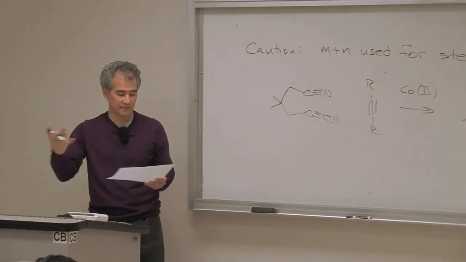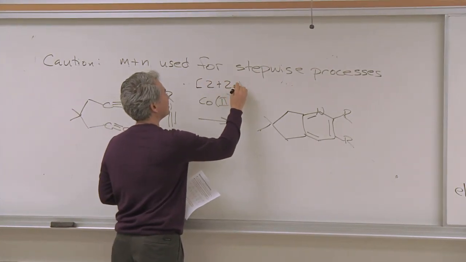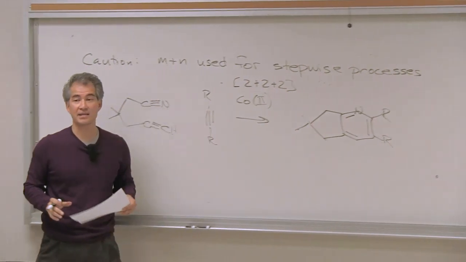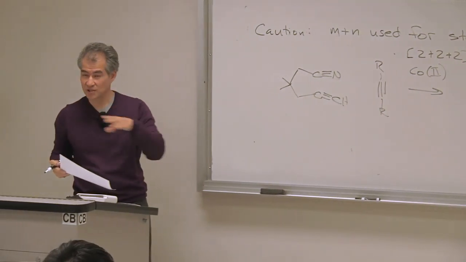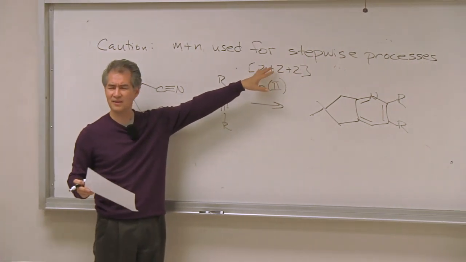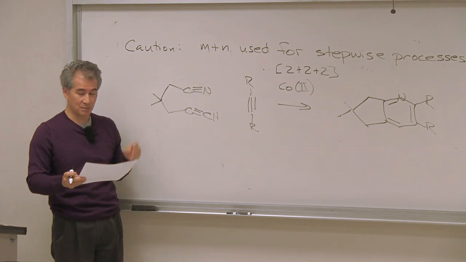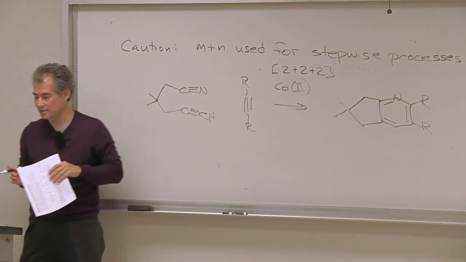And you will see this type of thing in the literature referred to as a 2 plus 2 plus 2 cycloaddition reaction. And that does not mean that it's pericyclic. It's simply that this same nomenclature, because it's very useful, is often used to describe stepwise processes as well. This is definitely not a pericyclic reaction.